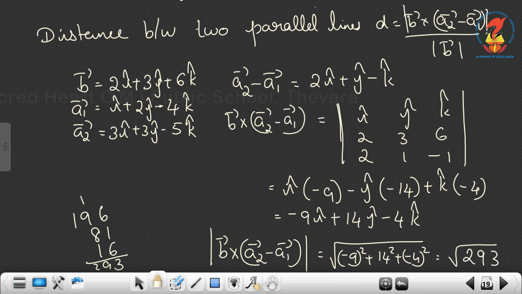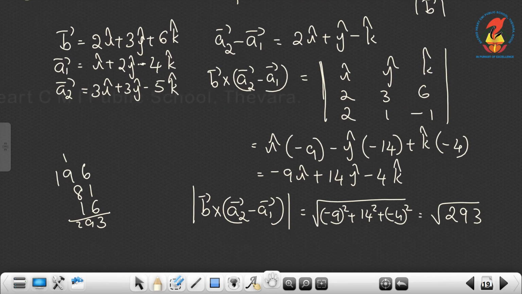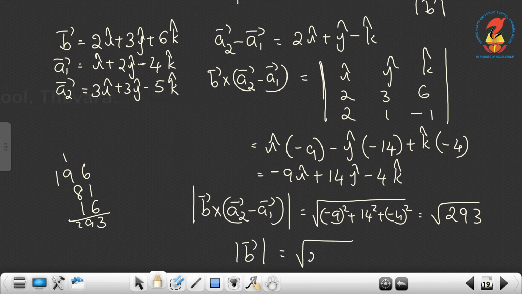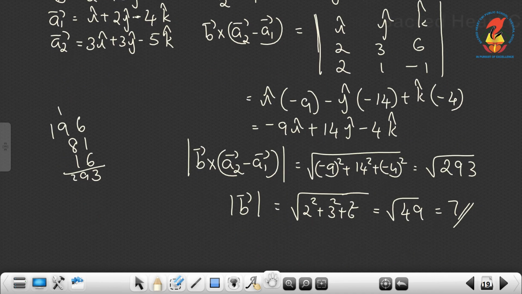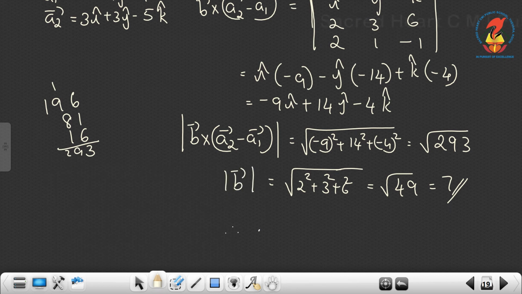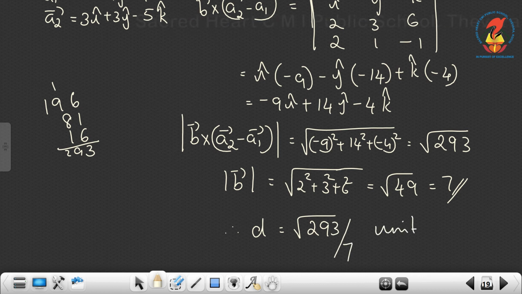Then what do we need? The denominator, mod B. So find the modulus of B. Mod B is equal to root of 2 square plus 3 square plus 6 square. 6 square is 36, 4 plus 9 is 13, 49. Root 49 is 7. So what is the distance? Therefore distance is equal to root 293 by 7 unit. Okay.